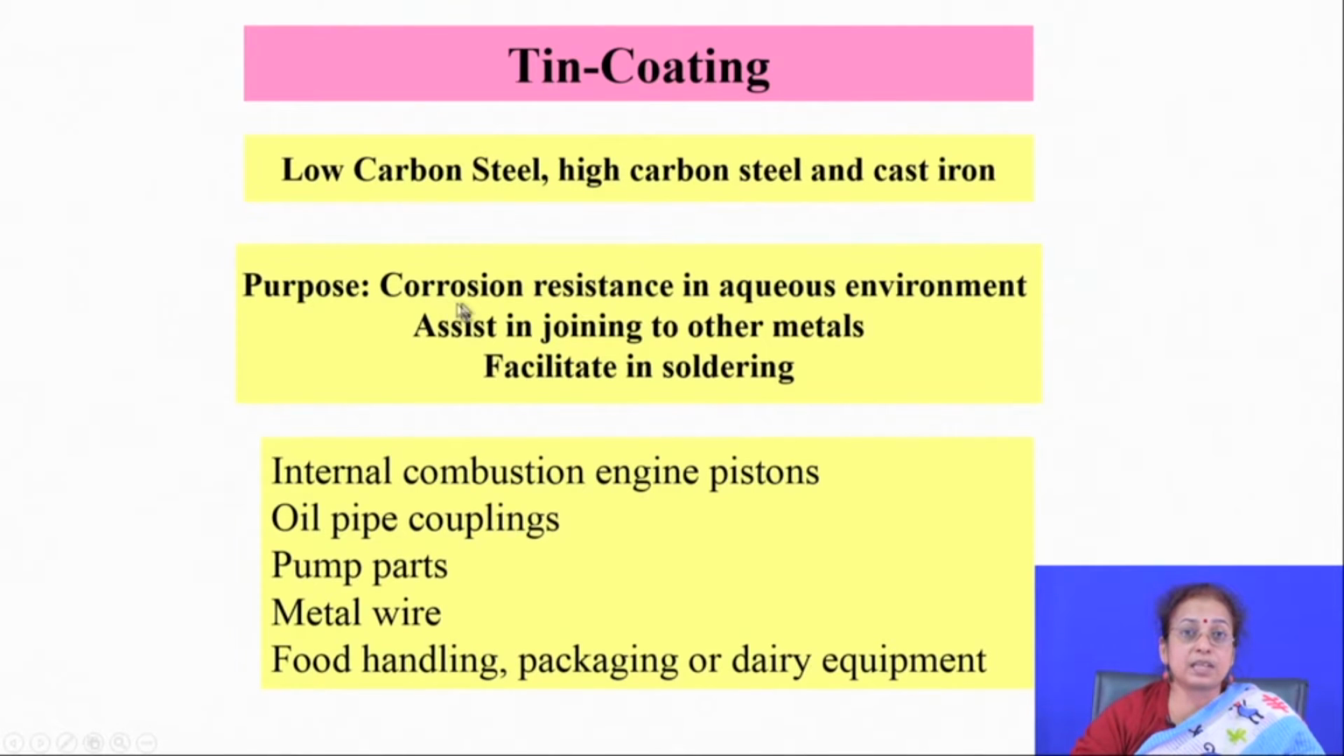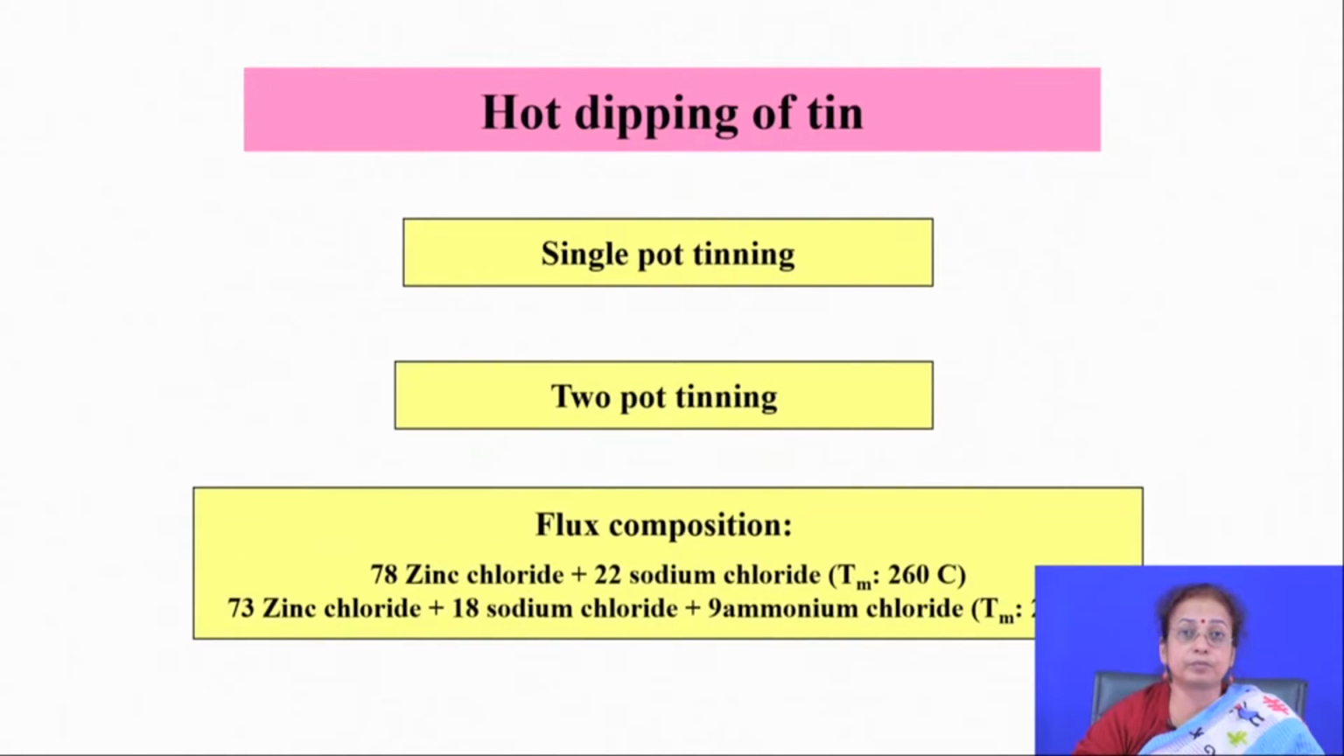So, the purposes are corrosion resistance in aqueous environments, assisting in joining of two metals, and facilitating soldering. It can also be used for reducing the coefficient of friction. Usually this is applied for internal combustion engine pistons, oil pipe couplings, pump parts, metal wires, and mostly when you talk about corrosion resistance applications, this is in food handling, packaging or dairy equipment.